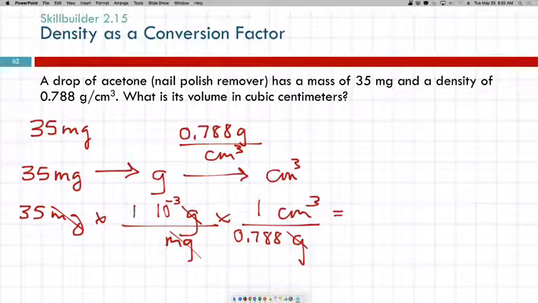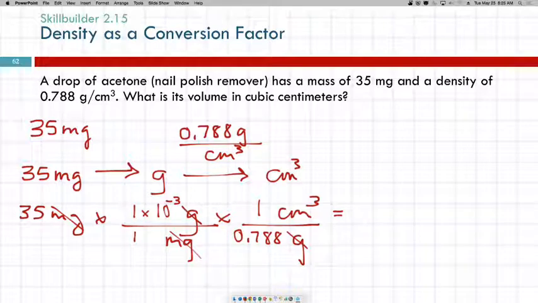So I've got 1 times 10 to the minus 3rd grams is equal to 1 milligram. That's the pattern for doing all metric unit conversions with prefixes. Okay?